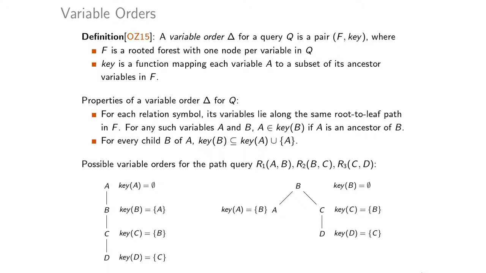Key of B is empty because this is the root. It doesn't depend on anything else. Key of A is B because A and B come in the same relation. Now key of D is C and key of C is B. But this, we use branching here, right, to exploit the fact that we have some independence that can be captured as a tree and not necessarily by means of keys.